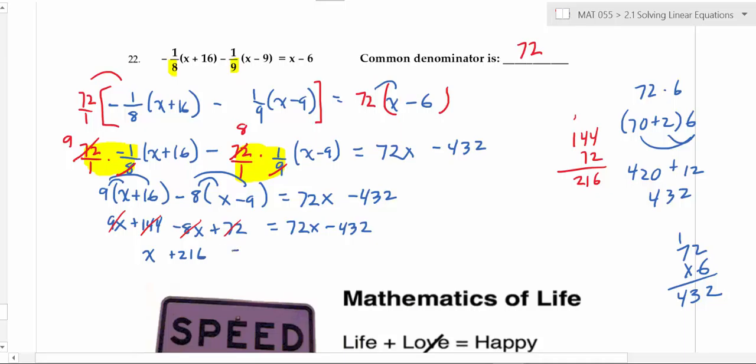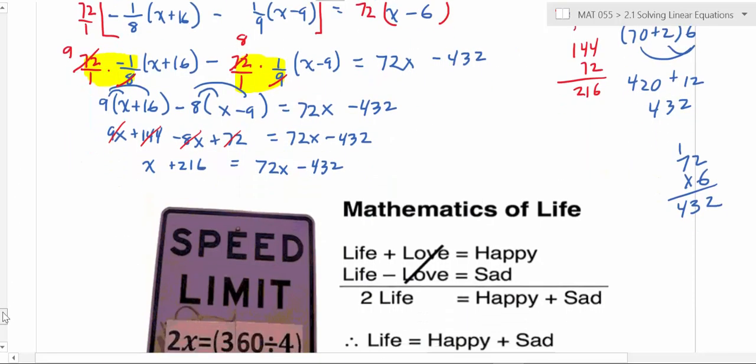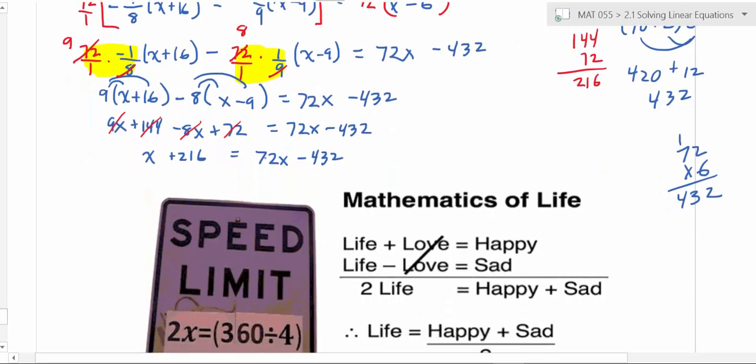Okay, and then this side is going to be 72x minus 432. Okay, now this time let's rearrange again. Just leave the x, move the 72, so that becomes minus 72x. Leave the negative 432 where it is, and then minus 216 like that.